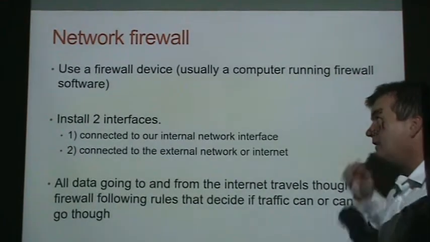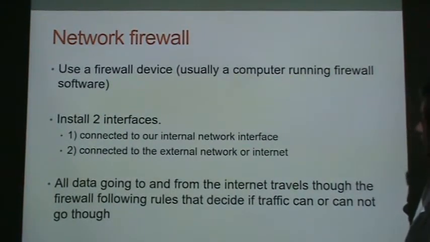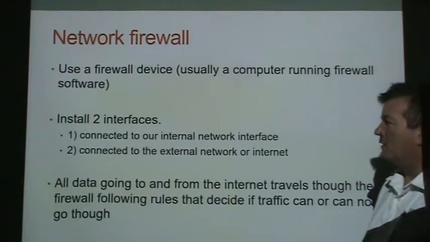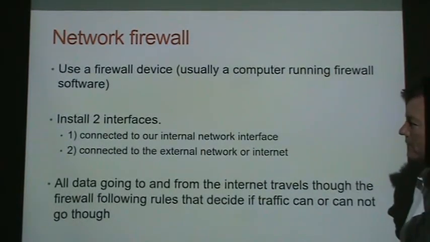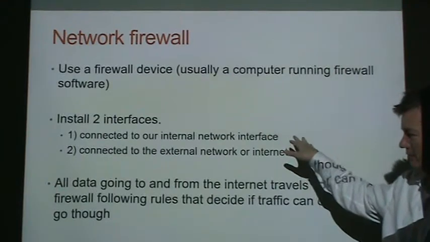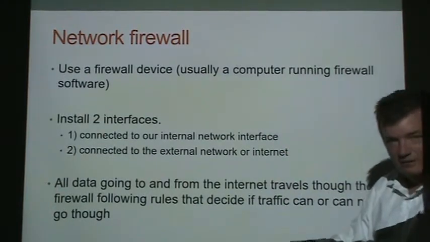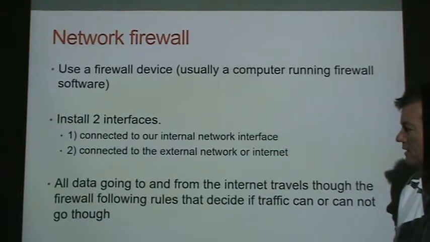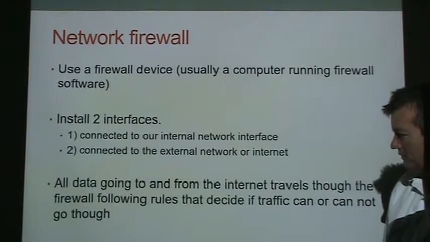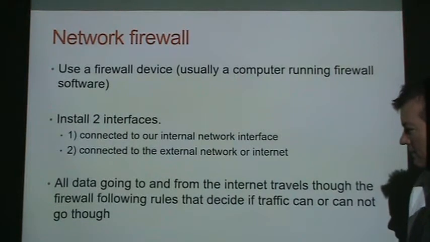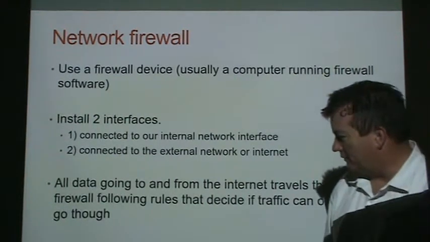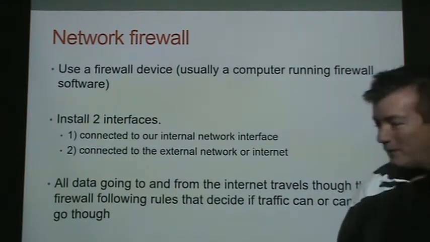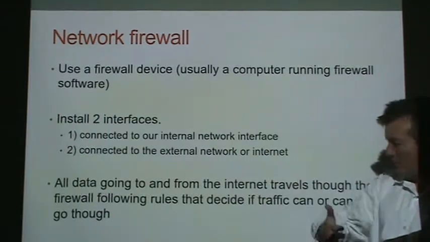On a network firewall, we use a firewall device, usually a computer running some software on it. We could implement them in hardware, but it's usually software because we're doing lookups on tables. And we install two interfaces. We connect our internal network as an interface, and then we connect the external interface. They both get connected into the firewall. And then traffic going between the two, we do lookups on tables. And so all data going to and from the internet travel through the firewall, following the rules that we decided when we set up our firewall. And then it's placed at the boundaries of trusted network. So if our internal network is a trusted one and the internet is a non-trusted one, we put it at the boundary of our network.